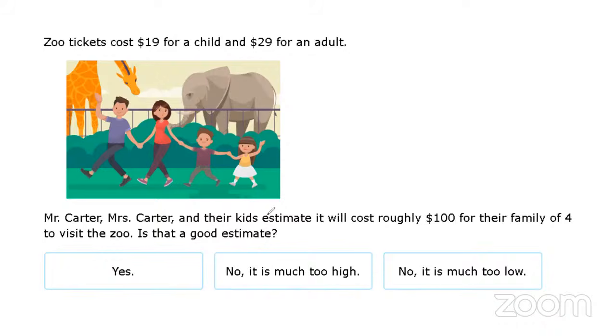Tell me. So $19 for one child, $29 for one adult. How many people are going? How many adults? How many kids? Go ahead and let's think about that. So Mrs. Carter is going, Mr. Carter is going, and their children are going. And they estimate that it will be roughly $100. Remember now, an estimate is not exact. They say it will cost roughly $100 for that family of 4 to visit the zoo. Is it a good estimate? Yes. No, it's much too high. No, it's much too low.